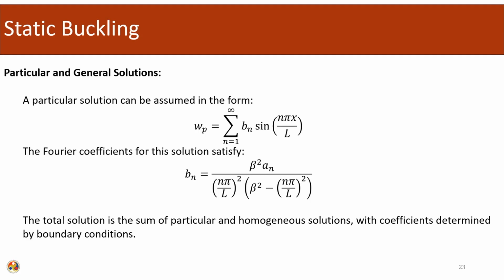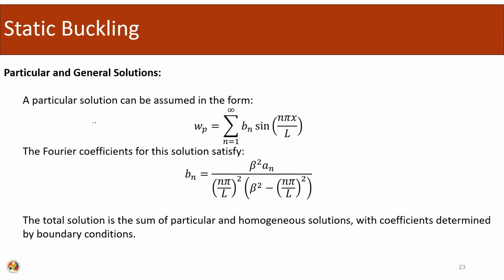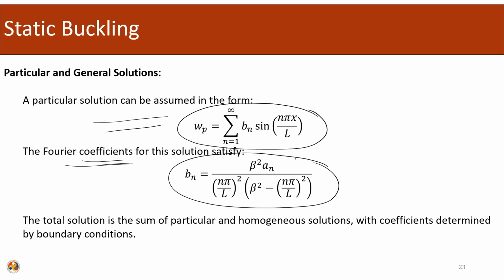So, what are the solutions? If you look into the differential equation, there will be two parts to the solution. One will be the particular solution and one will be the complementary or the general solution. The particular solution is assumed in this sinusoidal form, and the Fourier coefficient for this solution should satisfy this criteria. Now, the total solution is the sum of the particular and the homogeneous solution.